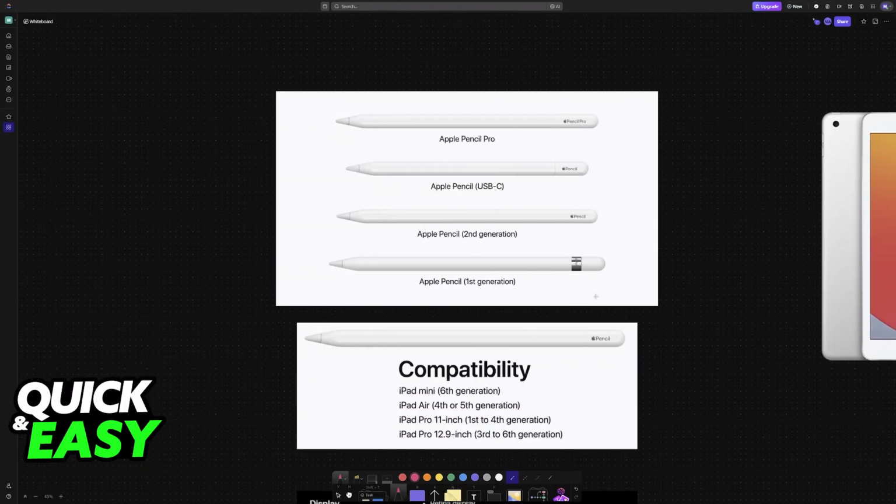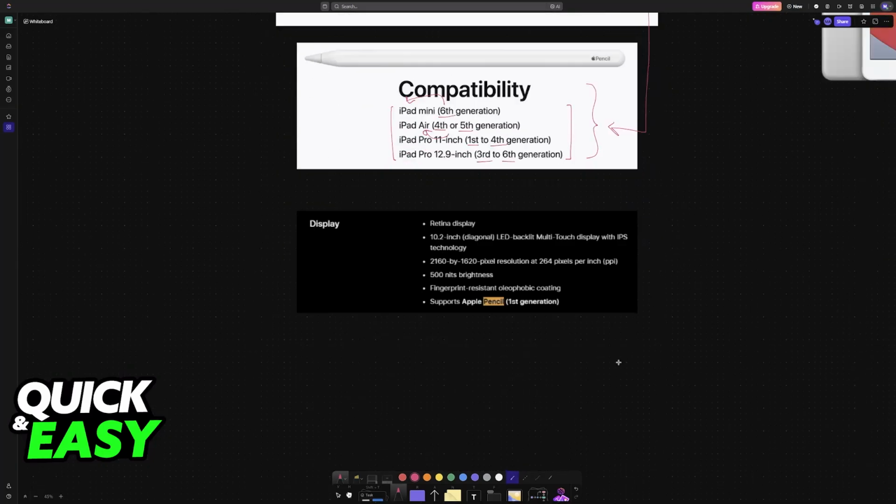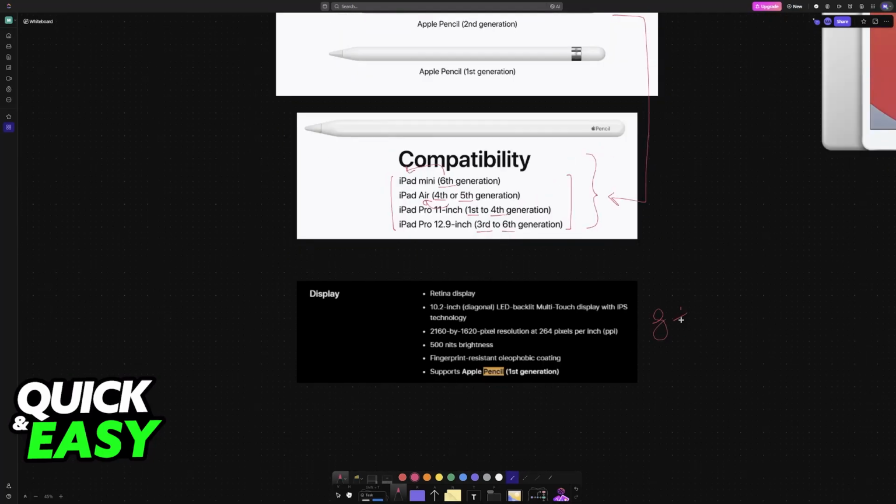Well, if you visit the official video where Apple talks about the compatibility for every single Apple Pencil, and you look at the Apple Pencil second generation compatibility chart, you will notice that the iPad 8th gen is nowhere to be seen. They have the 6th gen of the iPad mini, the 4th or 5th gen of the iPad Air, and then for the iPad Pros, the 1st, the 4th gen, and then 3rd to 6th. And like I said, the 8th gen doesn't appear.